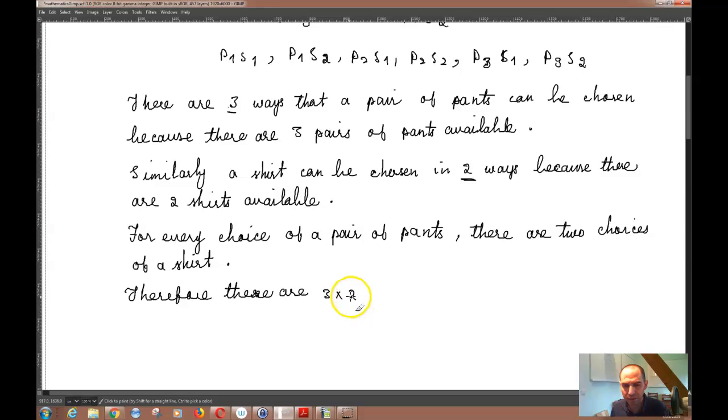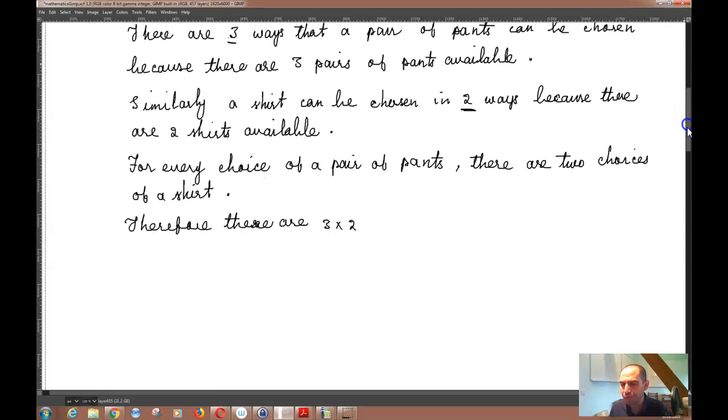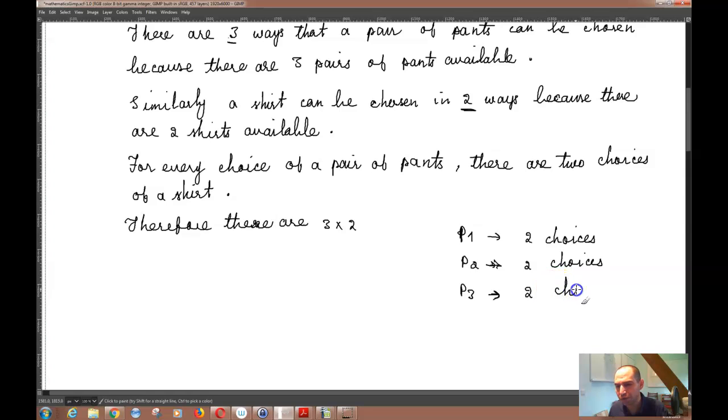So therefore you can say that if for every choice of a pair of pants, there are two choices of a shirt, that means that for the first pant, for example, P1, there are two choices, right? For the second pair of pants, which is P2, there are again two choices. And for the third pair of pants, P3, there are again two choices, right?